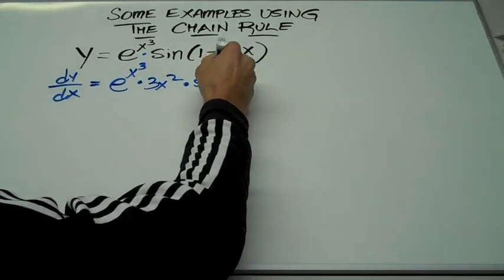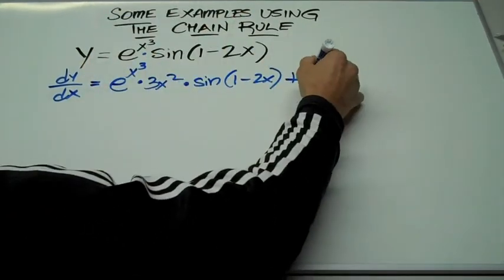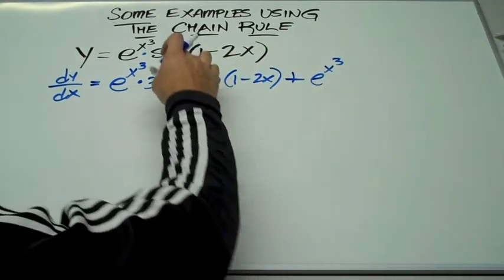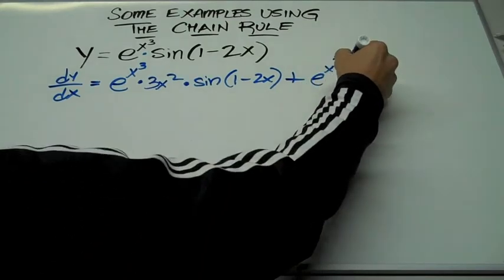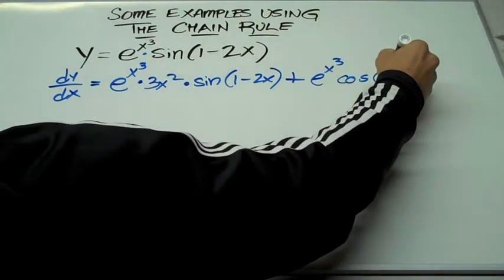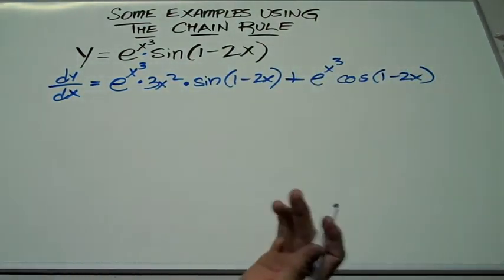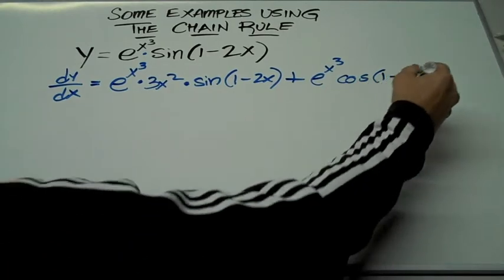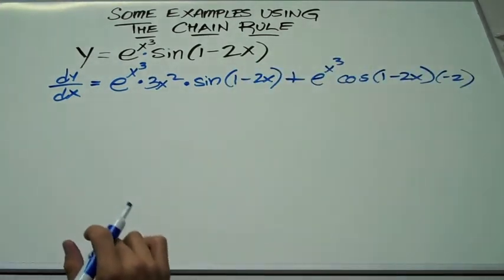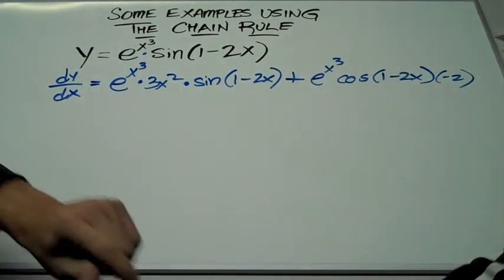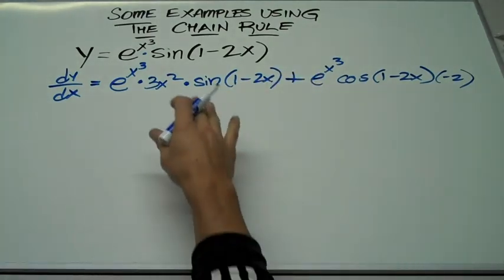Times sine of 1 minus 2x plus the first, e to the x cubed, times the derivative of this. Well, the derivative of this will be cosine of 1 minus 2x times the derivative of whatever is in parentheses there, which we call du/dx, which would be negative 2. Notice if I'm going to multiply by negative 2, I put it in parentheses there. I don't just put a minus 2 there and maybe get confused later on, thinking that I was supposed to subtract that. Well, this certainly is a mess.